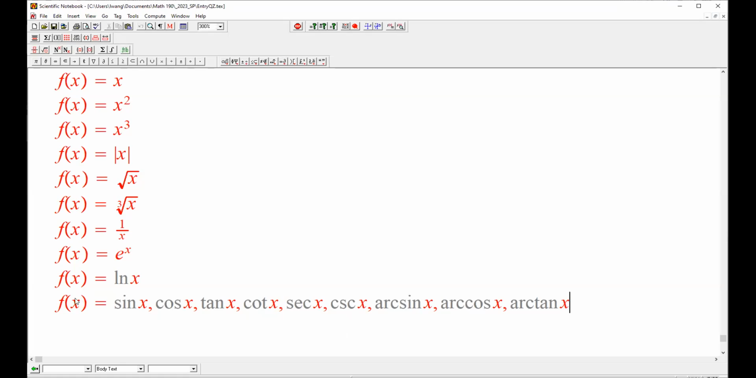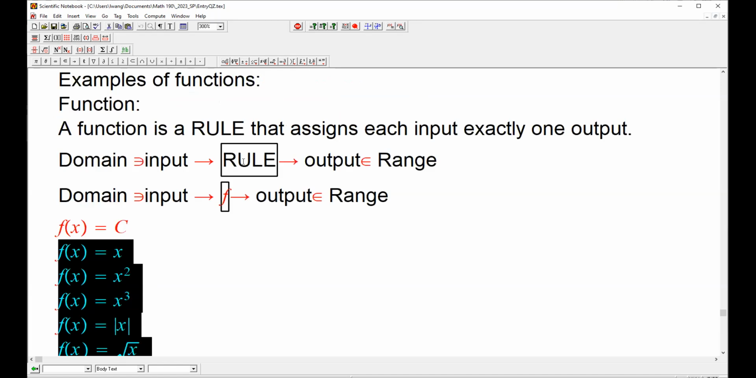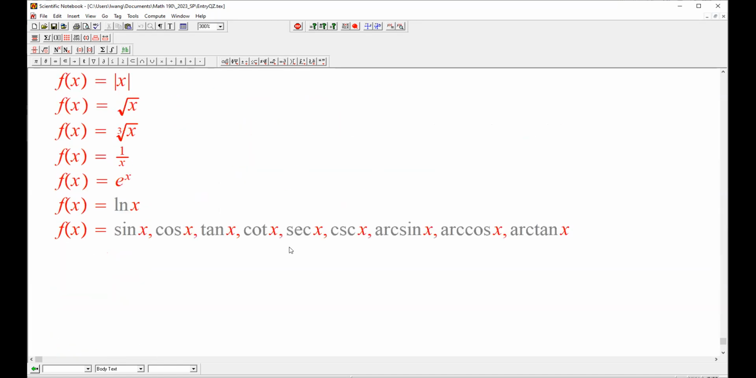So all of these functions and their compositions, including piecewise functions.